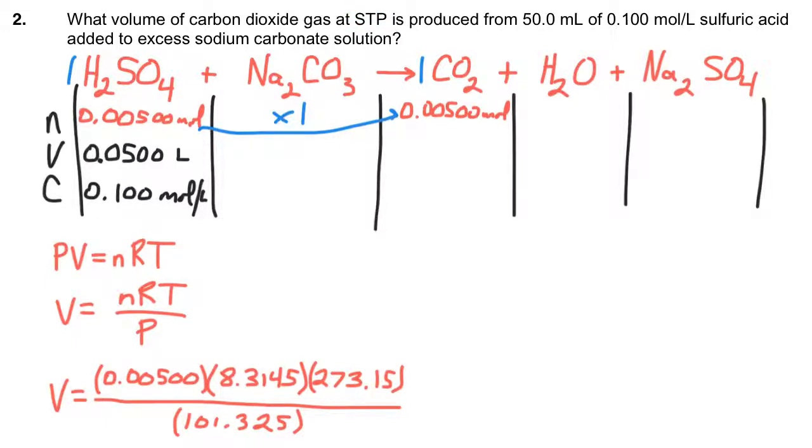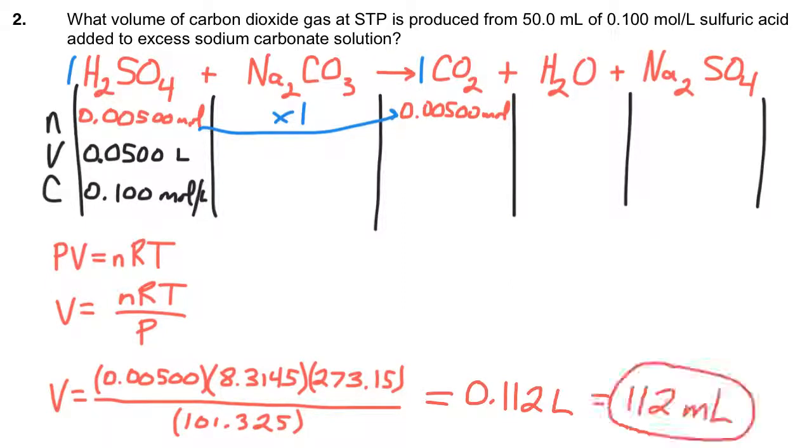So at STP, the temperature is 273.15 Kelvin. Remember to use Kelvin. If you kept it at 0 degrees Celsius, you would end up with a volume of 0, which makes no sense. So you have to use Kelvin here. And also, pressure at STP is 101.325 kilopascals. So you want to make sure all your values have the correct units before you plug them in, and then you can calculate. And we get 0.112 liters of CO2 produced, which is the same as 112 milliliters.